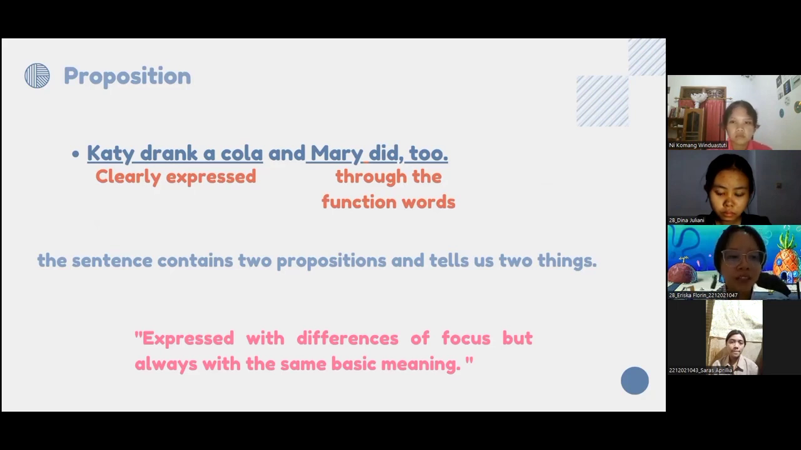And also, a proposition can be expressed with differences of focus but always with the same basic meaning. Jadi suatu proposisi itu akan bisa diungkapkan dalam kalimat yang berbeda ataupun kalimat yang sama tetapi dalam makna dasar yang sama. Next.